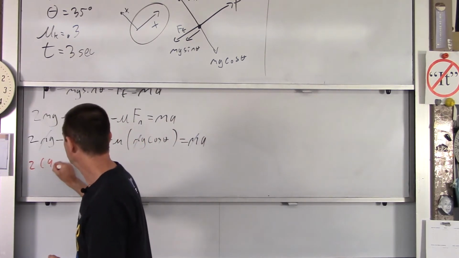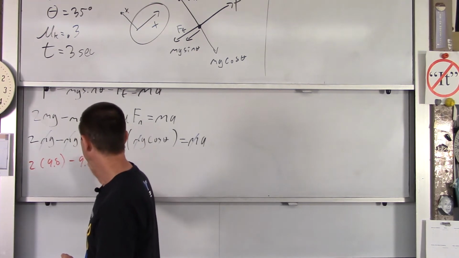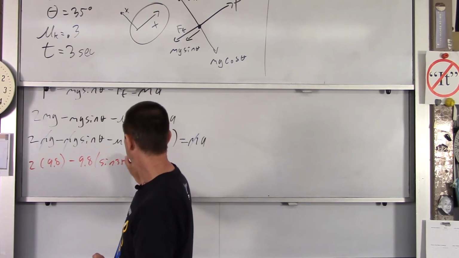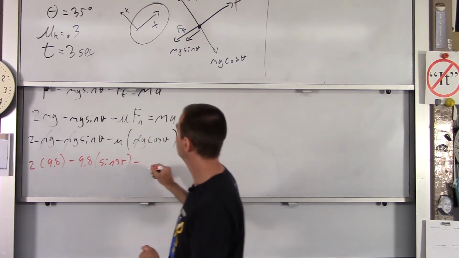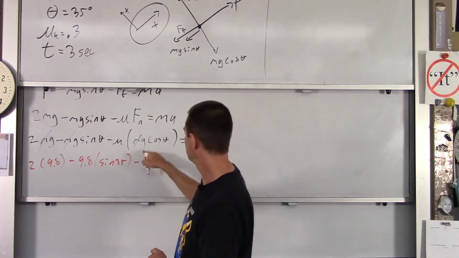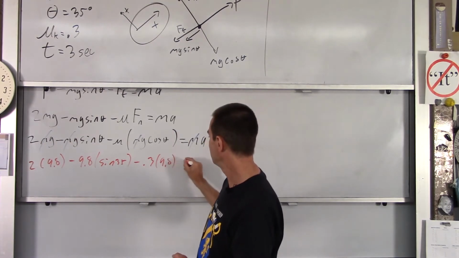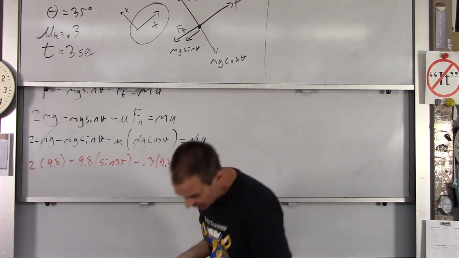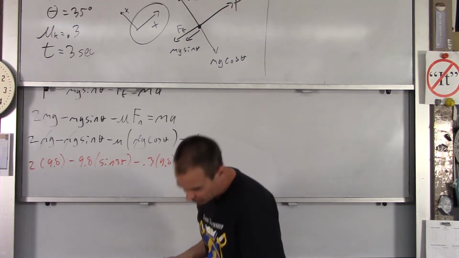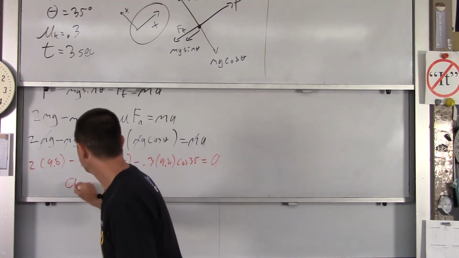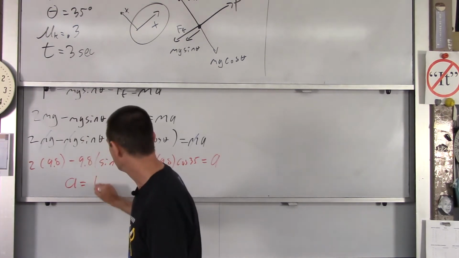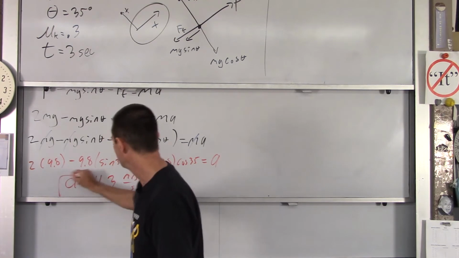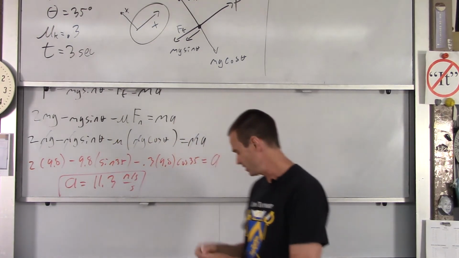2 times g, which is 9.8, minus g, which is 9.8, sine of 35, minus mu, which is given as 0.3, times g, which is 9.8, cosine of 35 equals a. And when I plug those all into my calculator, I get a equals, pretty big number, 11.3 meters per second per second. Now you can double check me on that, make sure I got that right.